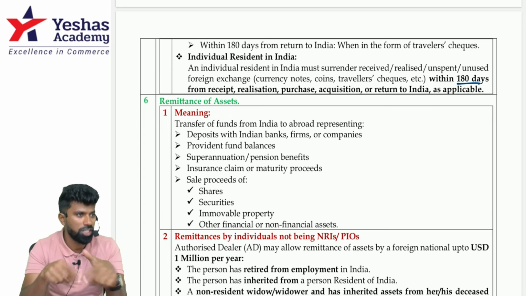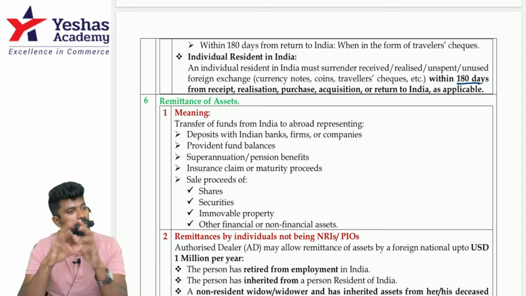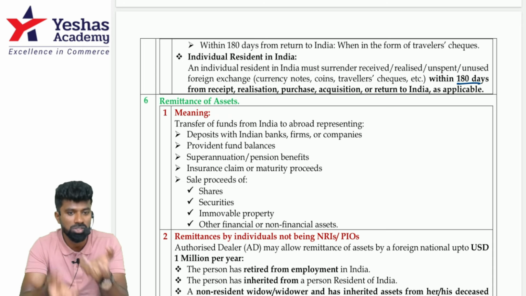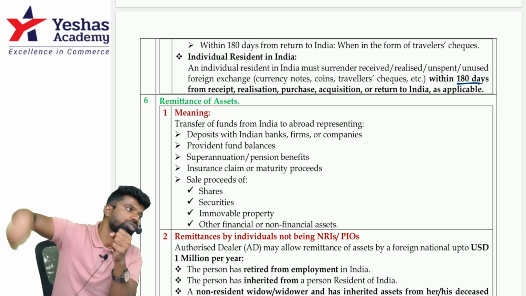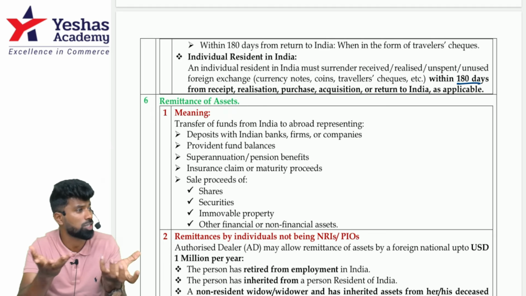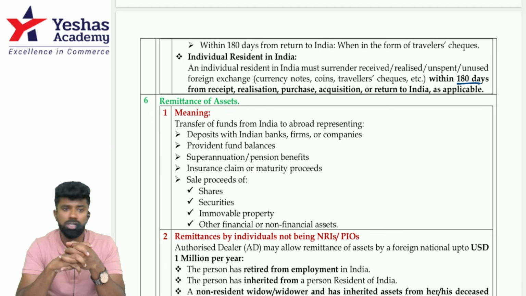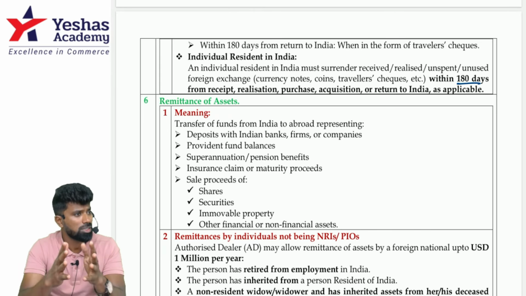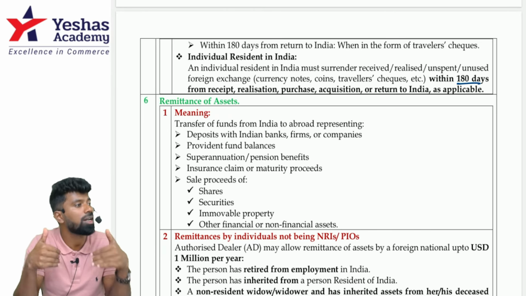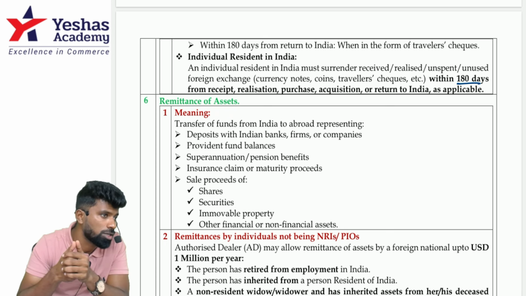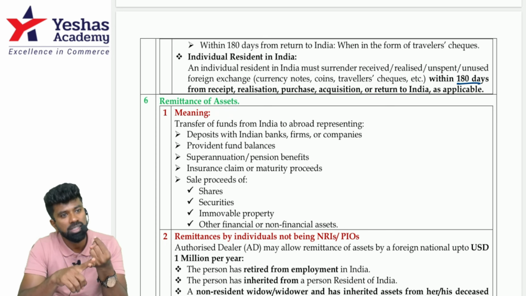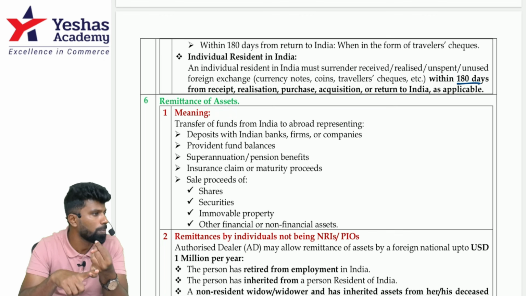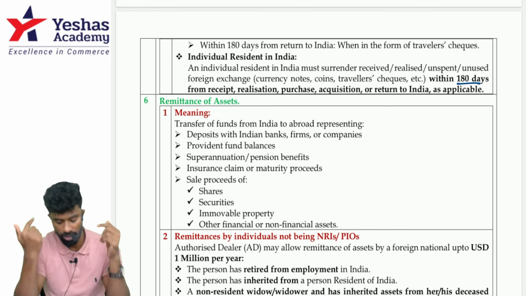I have a property in India and I want to sell it, and whatever proceeds come, I want to remit outside India. What transaction? Capital account transaction. So those are the transactions which come under the topic called remittance of assets. Remittance of assets requires approval of RBI. Let's discuss.